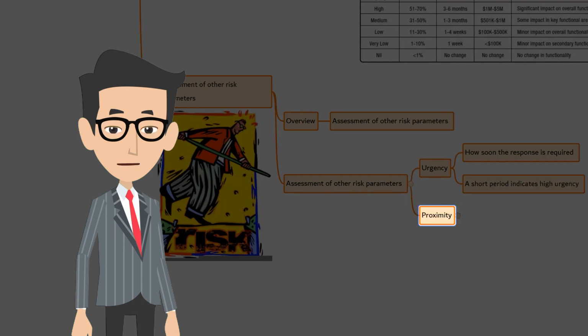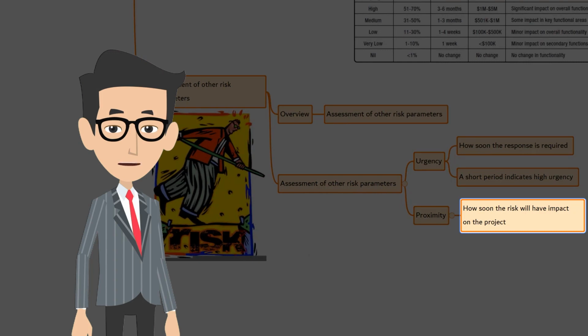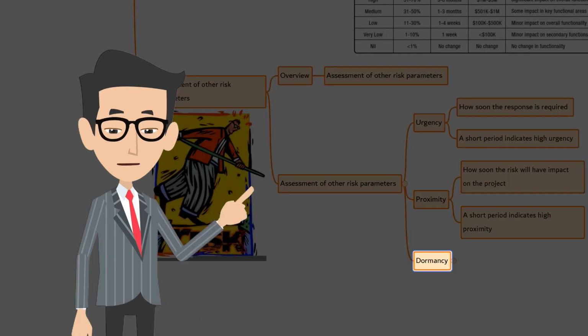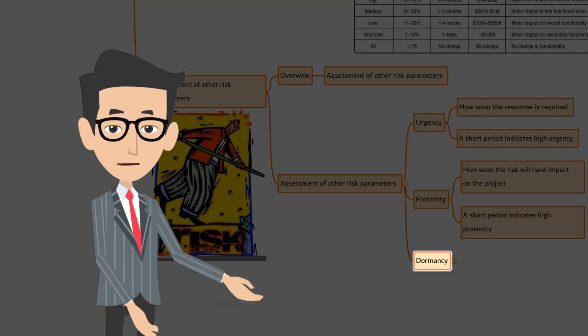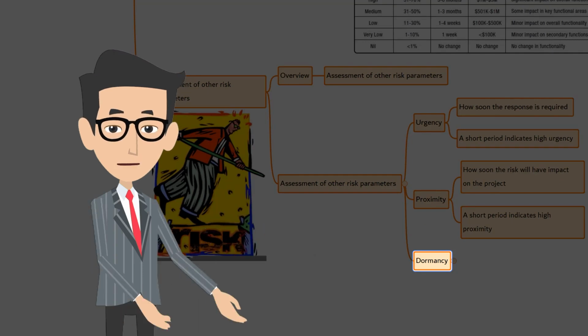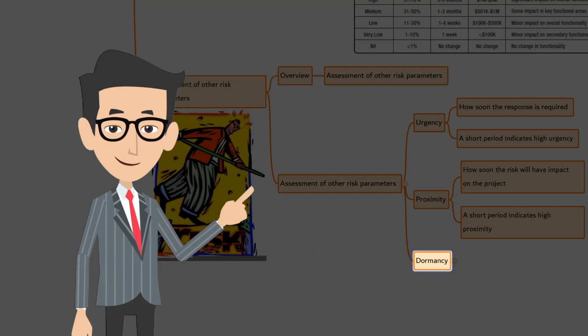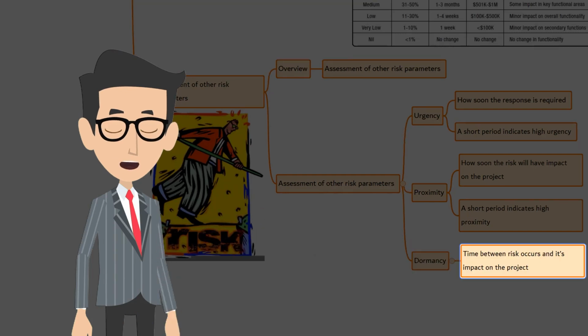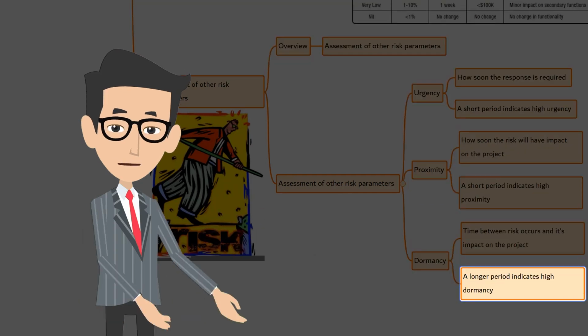Proximity. How soon the risk will have impact on the project. A short period indicates high proximity. Dormancy. Not every risk will have immediate impact on the project. So, dormancy refers to the anticipated time between when the risk occurs and when its impact is felt on the project. A longer period indicates high dormancy.